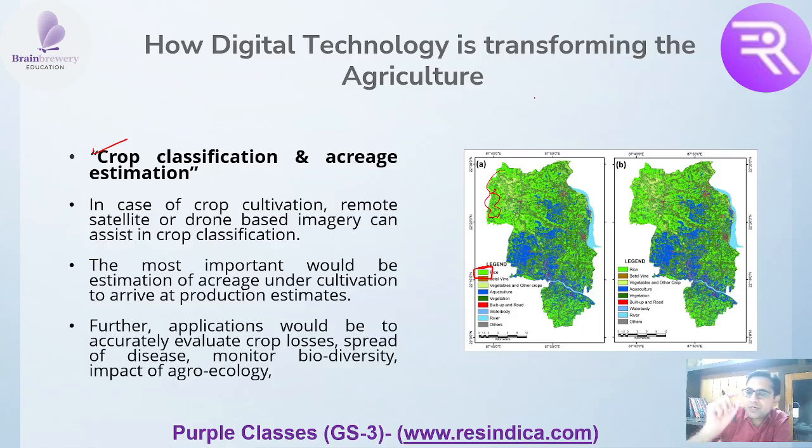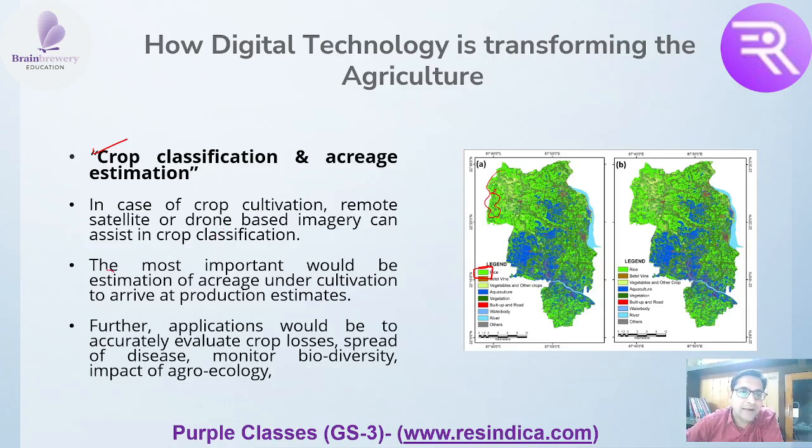So this is a drone image. You can also have a satellite image. It will be helping you in assisting crop classification. What types of crops are there? How much of each type of crop will be coming? What is the quantity of any type of crop that will be coming? Okay, it will be helpful in estimation.